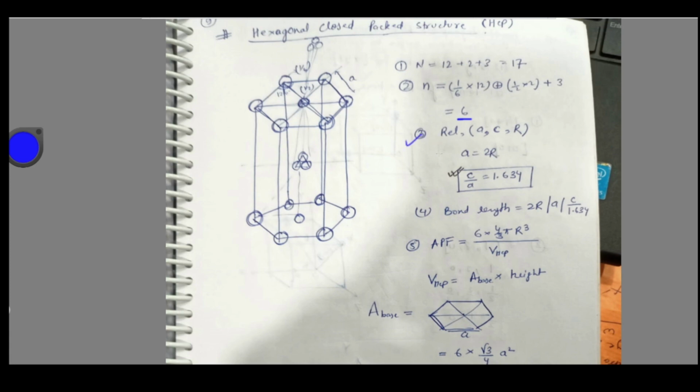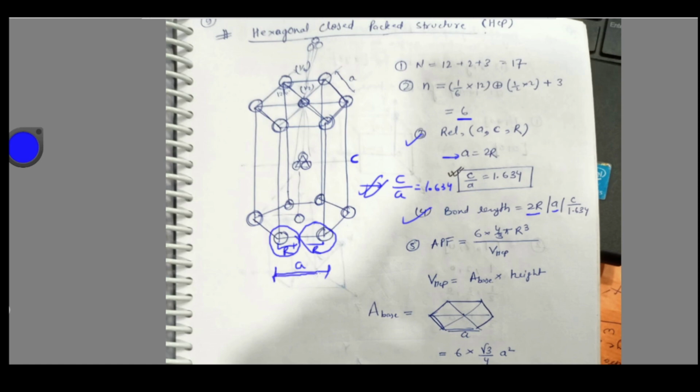And the relation between R and A: A is equal to 2R, meaning these two atoms are touching each other, this distance is A, and this radius is R, and this radius is R, so A equals 2R. And the relation between the height C and side A is C by A equals 1.633. Remember this relation, it is a very important relation. C by A is 1.633, and the bond length is 2R or A.